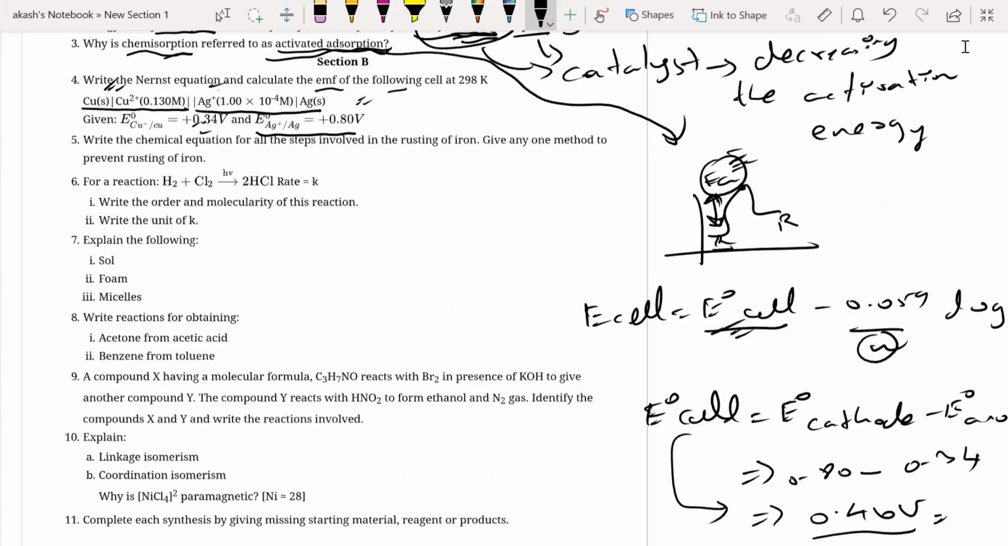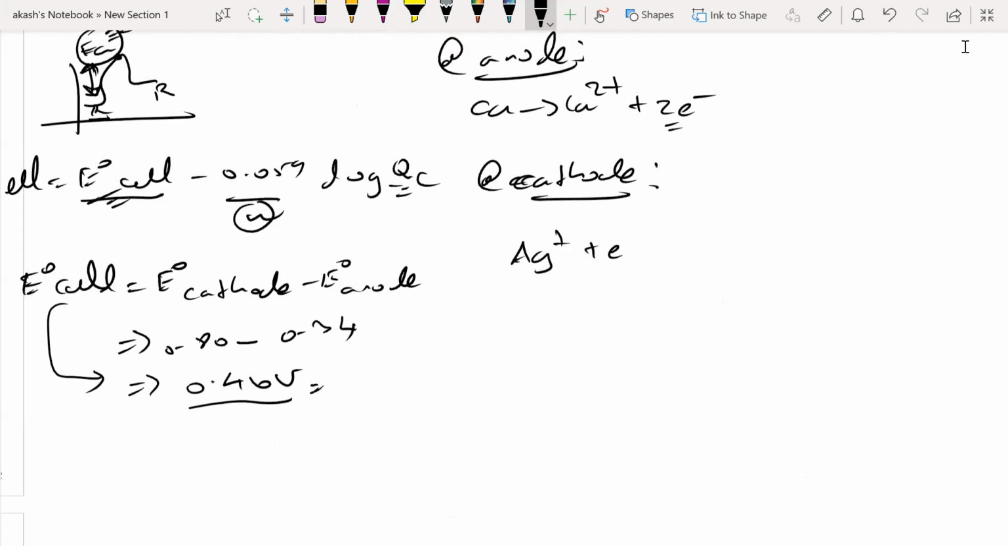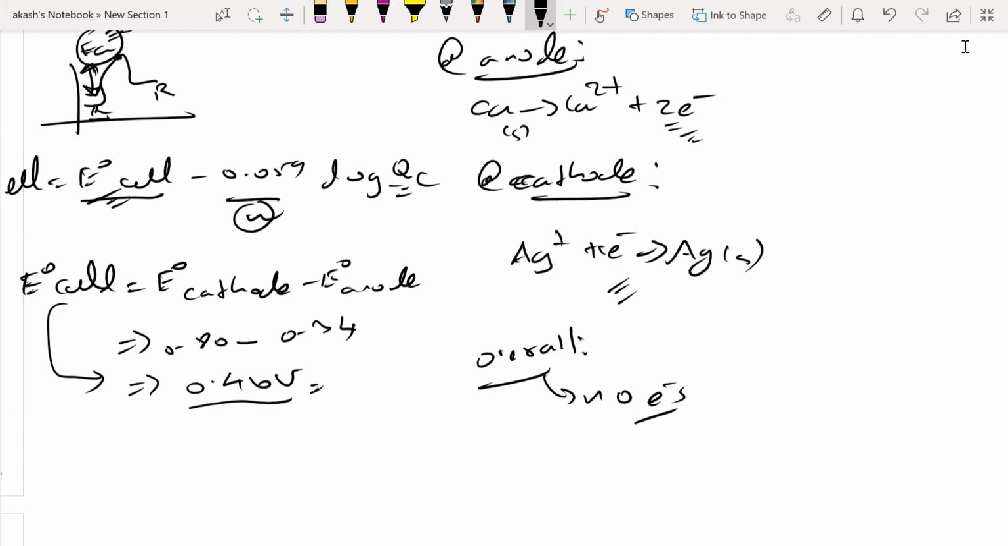So you have Ag+ accepting one electron to form Ag solid. This is solid, this is also solid. Now when we write the overall reaction, I told you in the overall reaction no electron should be there. If I just add these two reactions, here I have one electron, here I have two electrons, so we cannot do that. So we have to multiply this reaction by two.